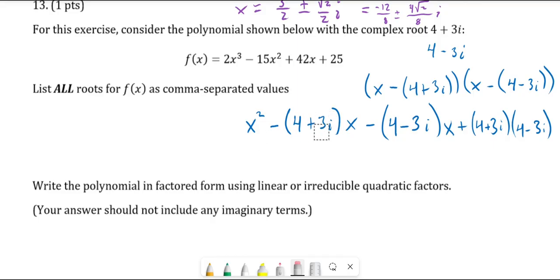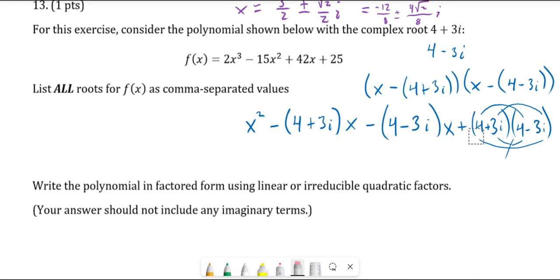First of all, the minus 3i and the plus 3i are going to cancel with each other. So these middle terms aren't going to have an imaginary part. On the other hand, minus 4x and minus 4x are going to reinforce. And we're going to need to FOIL the last term. The 4 times 4 and 3i times minus 3i are going to persist. We'll have minus 9i squared, which is going to be plus 9. So we'll have 16 plus 9 here.